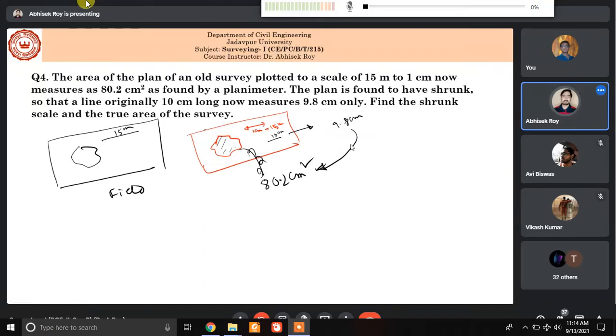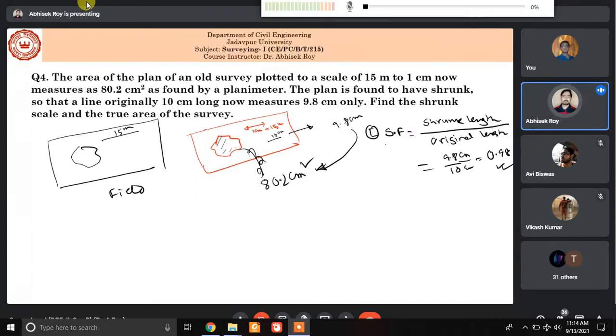So how will we do that? First we will calculate the shrinkage factor. So what will be the shrinkage factor? This will be our step 1, calculating the shrinkage factor. Shrinkage factor, as we know, is shrunk length by original length. Now, what is your original length? 10 centimeter will represent 9.8 centimeter. So obviously your shrinkage factor will be 0.98.